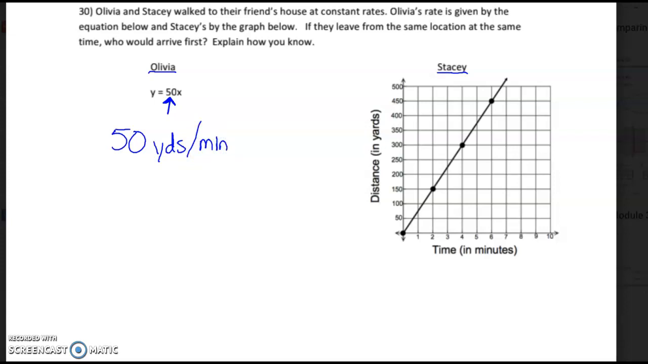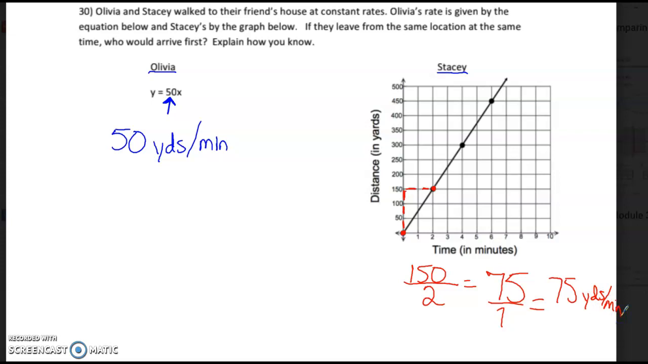Now, let's look at Stacy. When we look at Stacy, we're going to pick 2 points. I'm going to pick here to here. And so I rise 50, 100, 150, run 1, 2. And so when I simplify that, that gives me 75 over 1, or 75 yards per minute.